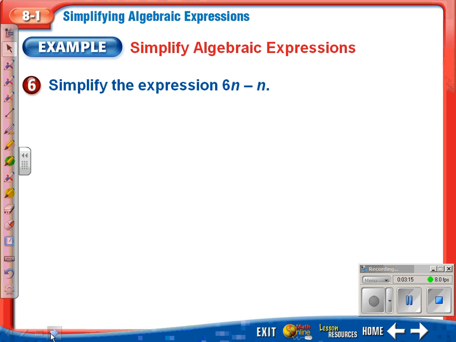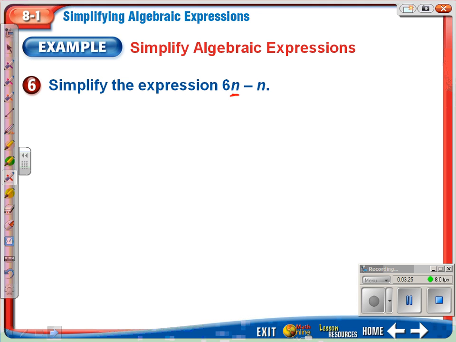The next slide you're looking at is simplify the expression 6n minus n. The first thing I have to ask myself is, are these terms alike? As I can see, they are. I have an n and I have an n. So one way to look at it would be 6 nickels minus, of course, 1 nickel. Don't forget that there is a number in front of it. 6n minus 1n is just 5n. And that's all I can do. We just simplified the expression. Make sure you write that down in your notes.